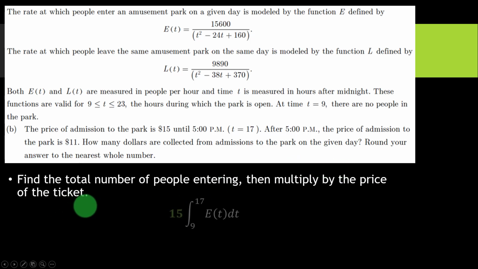So we're going to find the total number of people entering in each time interval and then multiply by the price of the ticket. So the first part, between 9 and 17, it's the same integral we had in part A, except we're multiplying it by 15, which is the price of each ticket. Then we're adding to that the $11 per ticket times the number of people that enter the park after 5 o'clock, which would be starting at 17 and ending at the end of our interval, 23.